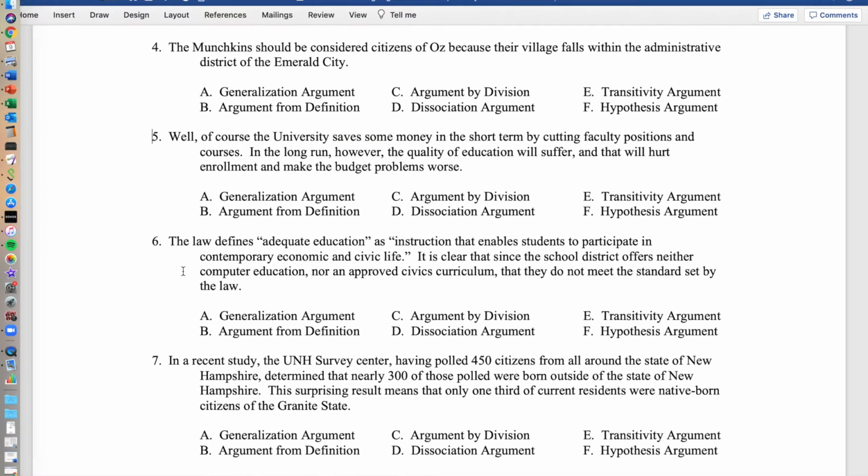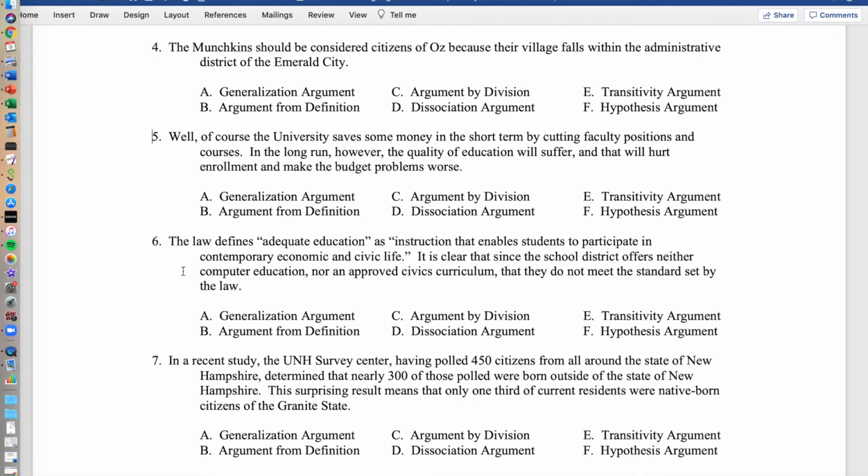So let's take a look at number 5. Well, of course, the university saves money in the short term by cutting faculty positions and courses. In the long run, however, the quality of education will suffer, and that will hurt enrollment and make the budget problems worse. So in this instance, again, the claim is the budget problems are going to be worse in the long run, right? But notice here when we compare short-term and long-term, or short-term and long run, right?